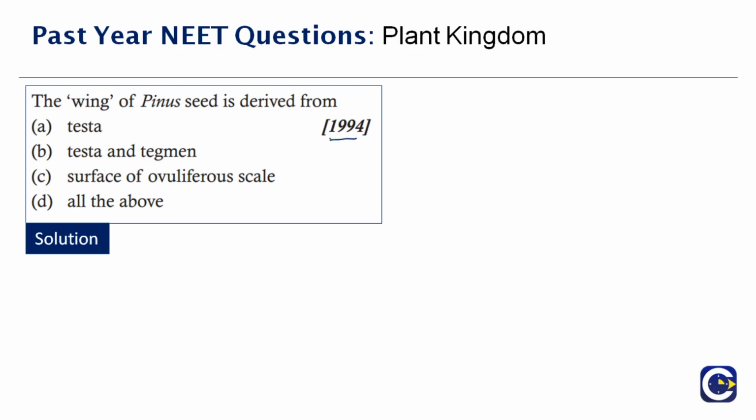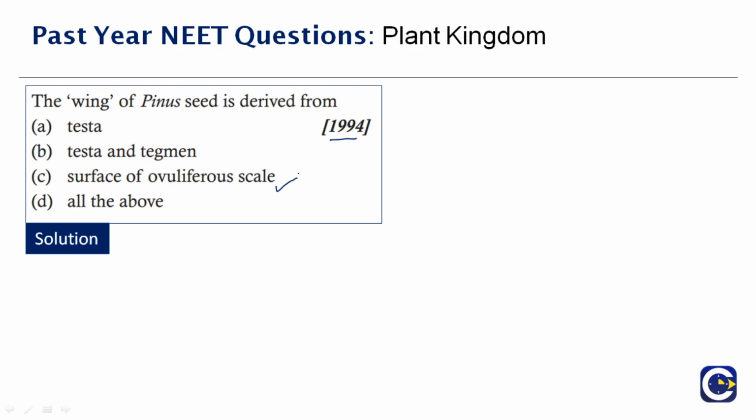The correct answer is option C. I've already told you. Now, as I said, the ovule matures into seed and it is provided with wings, and in this part it will originate, or it is derived from the surface of the ovuloferous scale. Now what is ovuloferous scale? Now you can ask me this question, what does this scale mean?